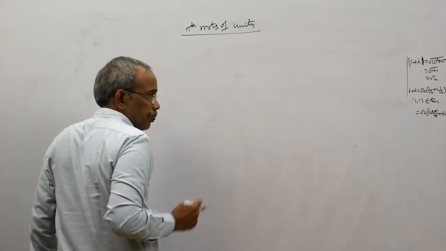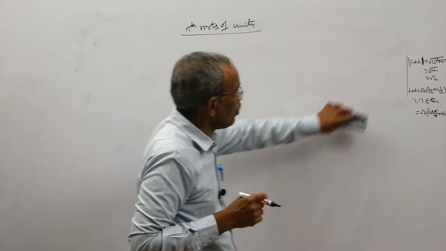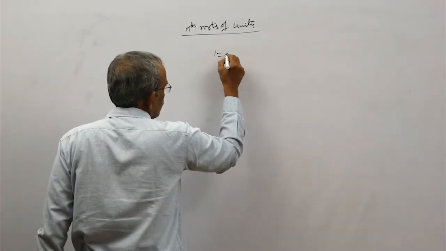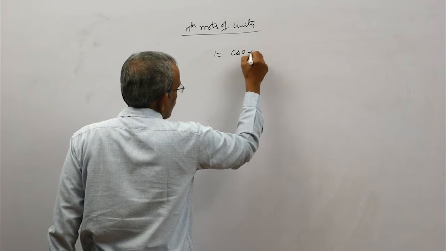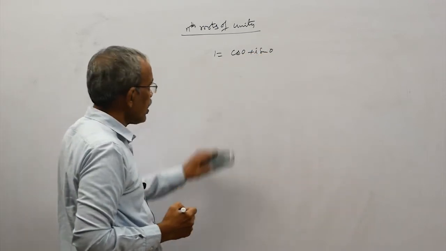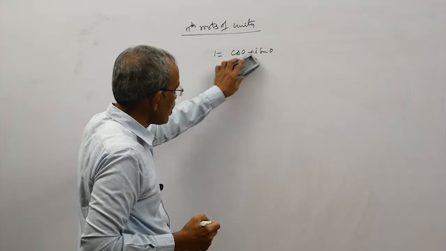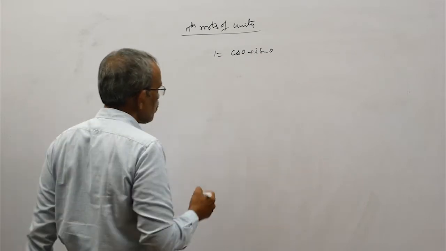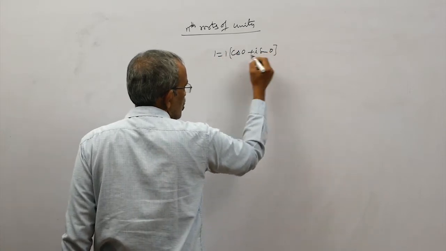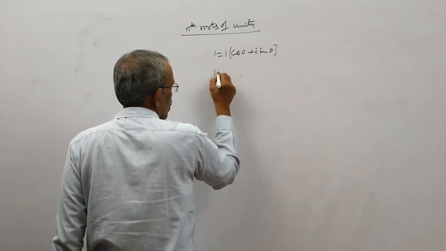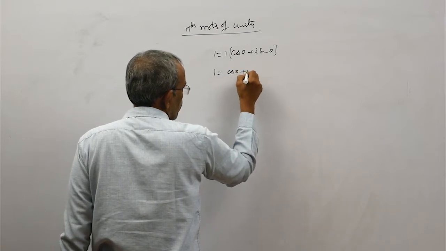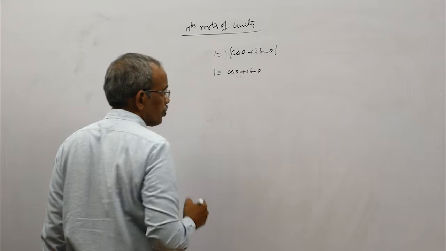We know that the modulus amplitude form of 1 is equal to cos 0 plus i sin 0. Here modulus is equal to 1, so 1 into cos 0 plus i sin 0. That is, 1 is equal to cos 0 plus i sin 0.